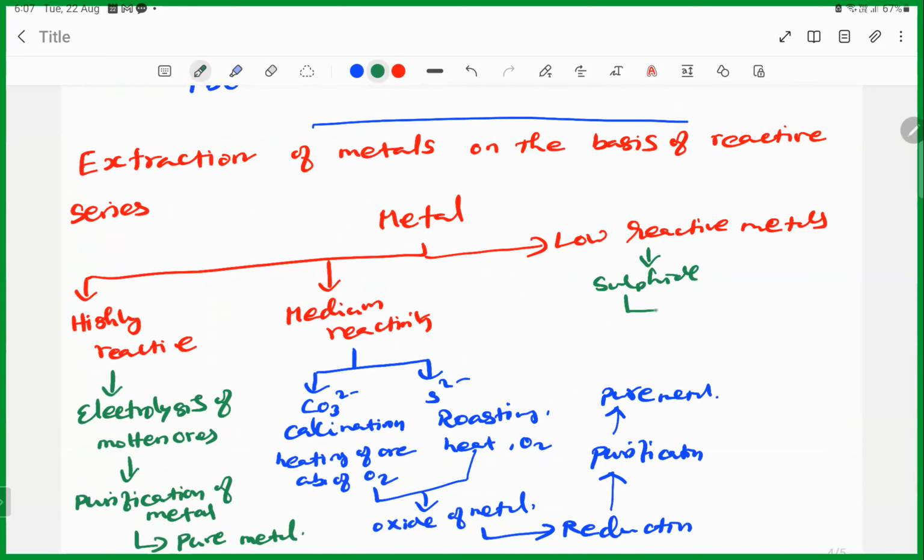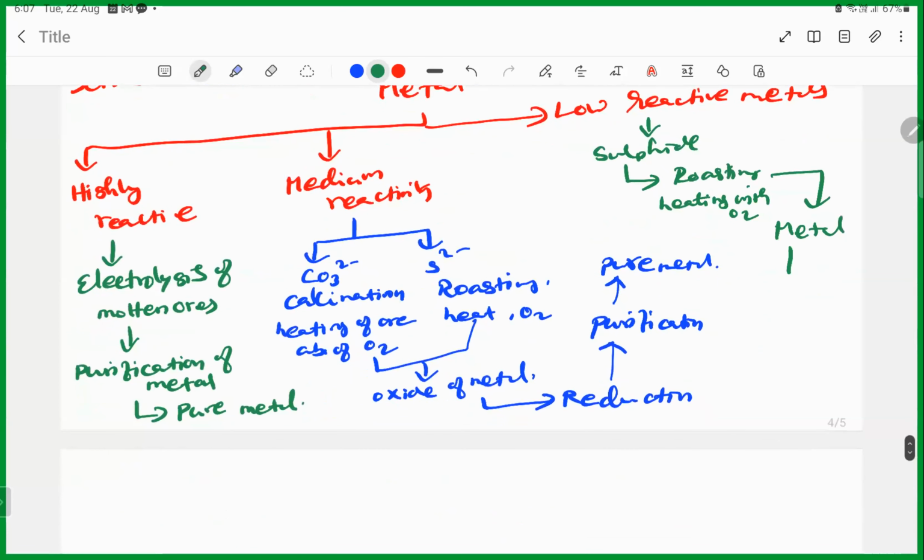Sulfide ore means what we have to do? Roasting. What is roasting? Heating with oxygen. And then it will give the metal that will be going for purification. And then it will give the pure metal. So this is the way by which we can do that purification.